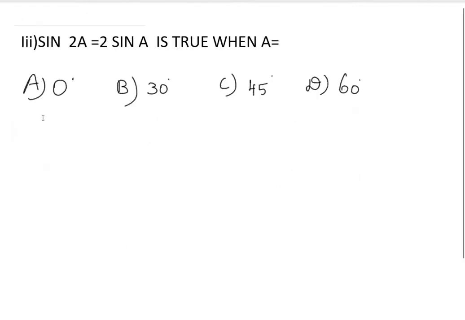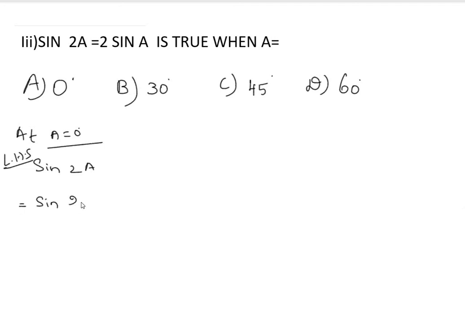The next question. Sine 2a is equal to 2 sine a is true when a is equal to. Let us take the first, 0 degree, and substitute and see whether we are getting it or not. If not, we have to apply 30, 45, 60 like that. So I am taking a is equal to 0. LHS is sine 2a, sine of 2 into a, so I'll be getting sine 0, since 2 into 0 is 0.